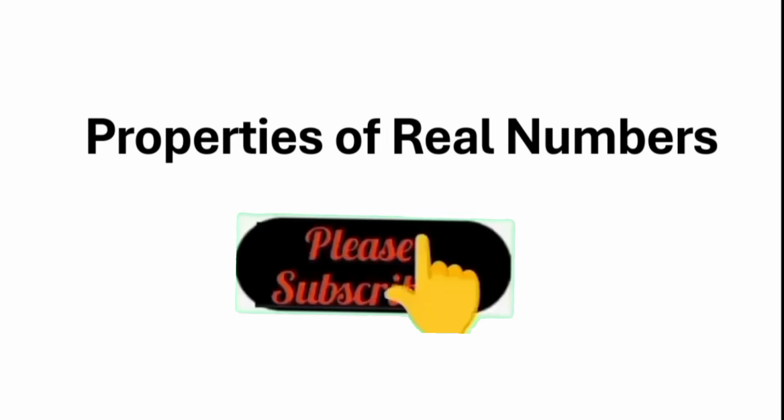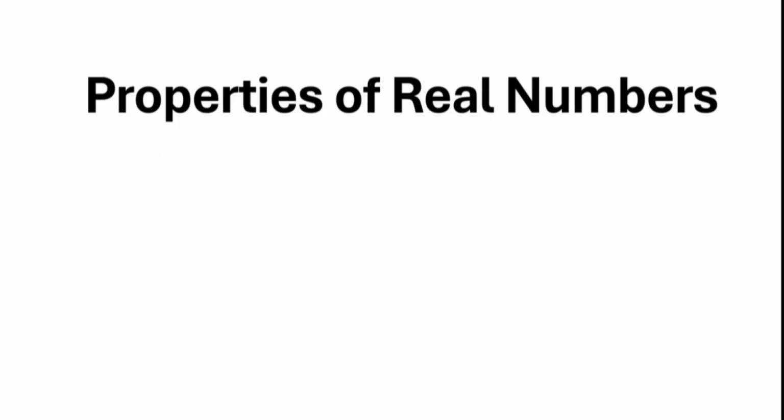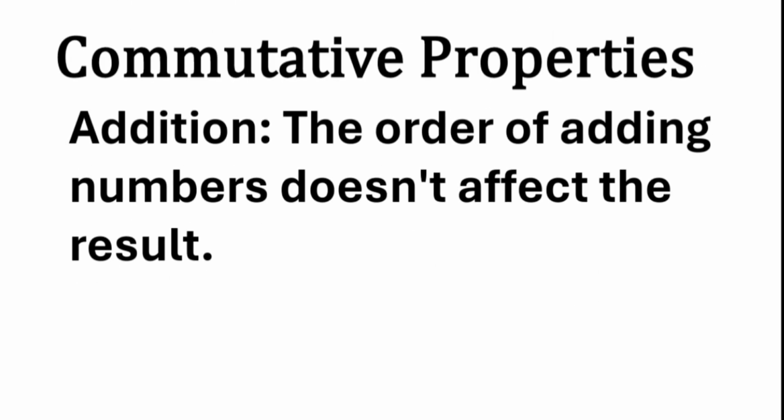Our topic for today is the properties of real numbers. One of them is the commutative properties. There are two types of this, the addition and multiplication. For addition, the order of adding numbers doesn't affect the result or the sum.